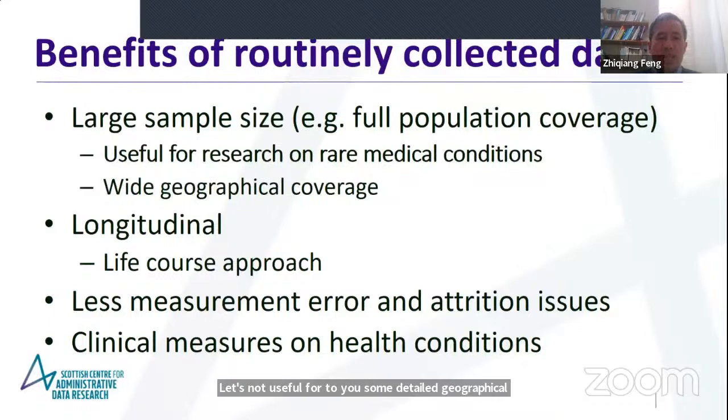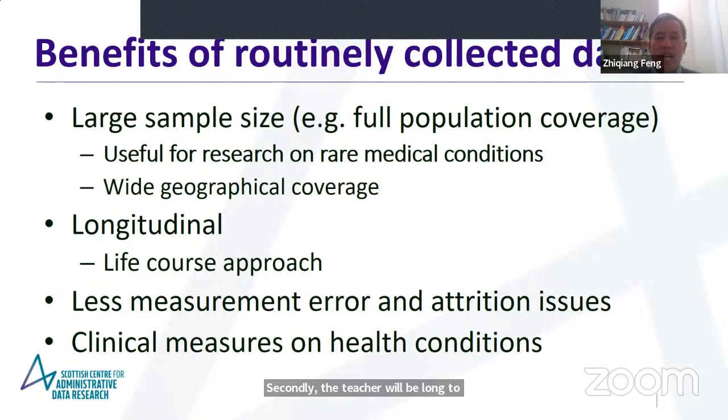That's not useful for doing some detailed geographical research. Secondly, the data will be longitudinal. Like I said, the data could be from birth up to death. So you can adopt a life course approach in research. This is, again, very important to study what factors can influence health and well-being at a later stage.